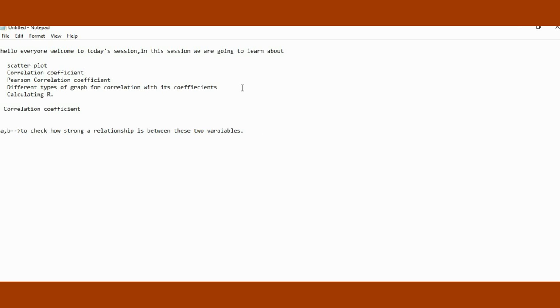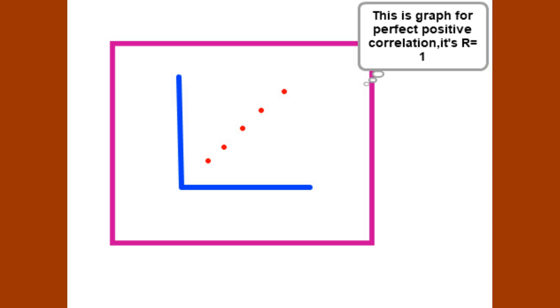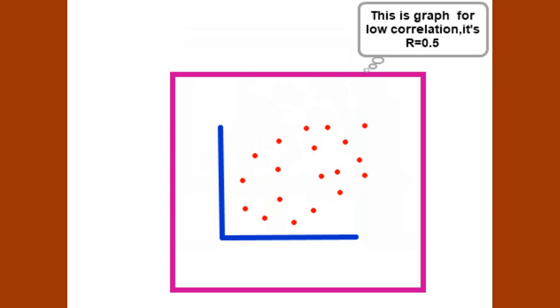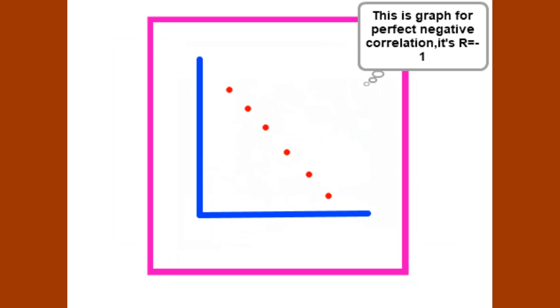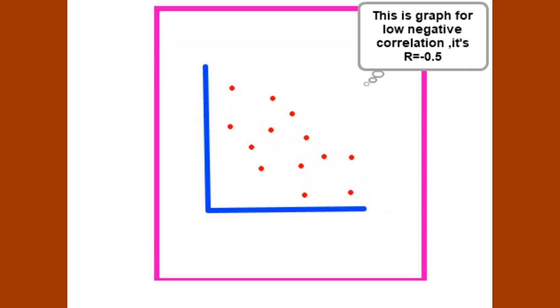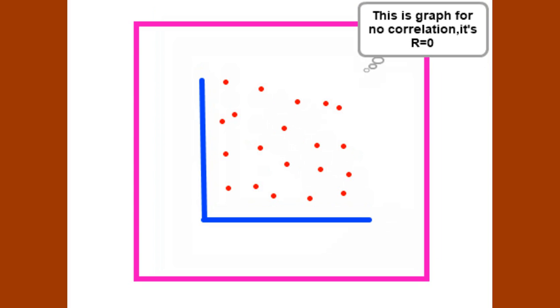Let me show you different types of graph for correlation with its coefficients. This is the graph for positive correlation, its R is equal to 1. This is the graph for high positive correlation, its R equals 0.9. This is the graph for low correlation, its R equals 0.5. This is the graph for negative correlation, its R equals minus 1. This is the graph for high negative correlation, its R equals minus 0.9. This is the graph for low negative correlation, its R equals minus 0.5. This is the graph for no correlation, its R equals 0.